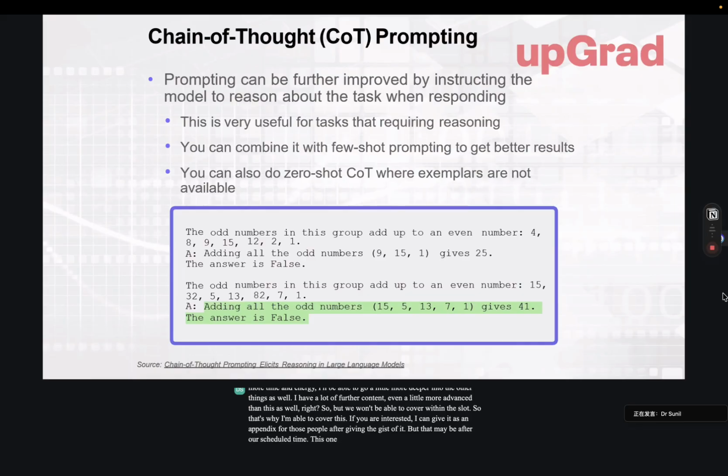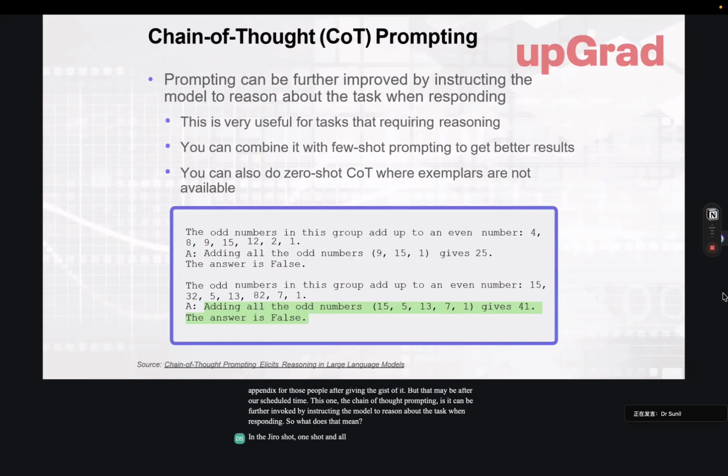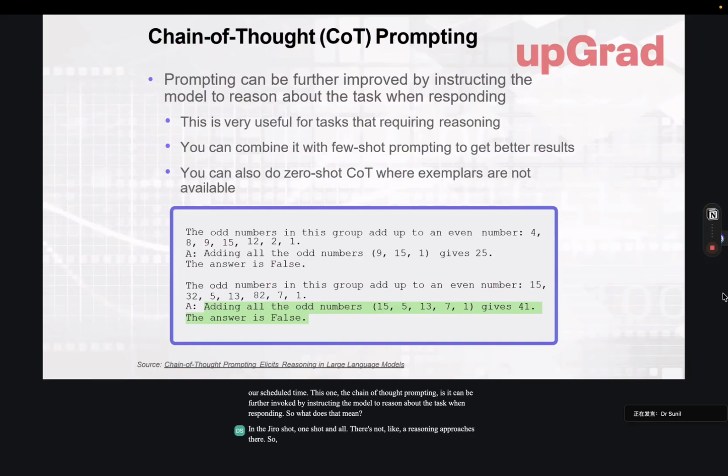Chain of thought prompting can be further invoked by instructing the model to reason about the task when responding. So what does that mean? In zero shot, one shot and the like, there's no reasoning approach. The reasoning approach really starts from chain of thought.